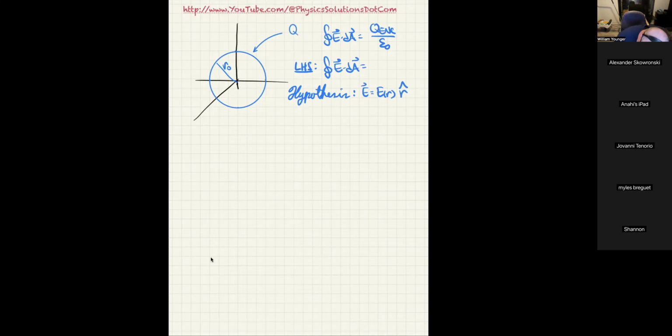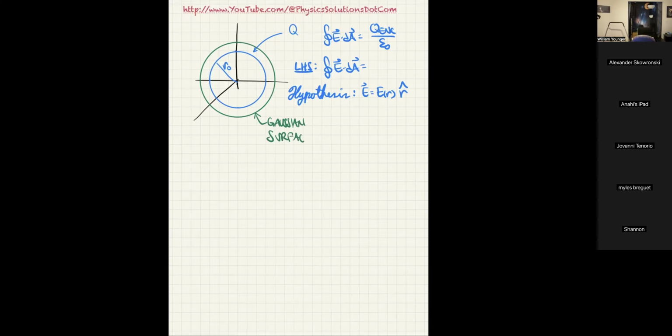And then I'm going to draw a Gaussian surface, and I want that Gaussian surface to be defined such that it can have an electric field that's constant on it, and therefore perpendicular to the surface. So I'm going to now draw my Gaussian surface, which is another sphere, because that's the only shape I could imagine that fits the bill. So this green shape is my Gaussian surface. And it is technically a sphere just like the blue one is.